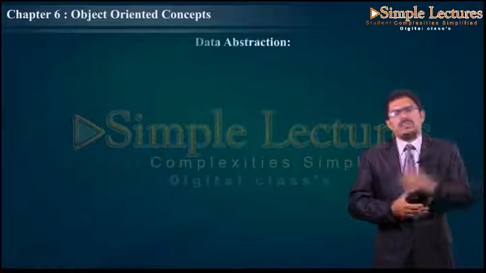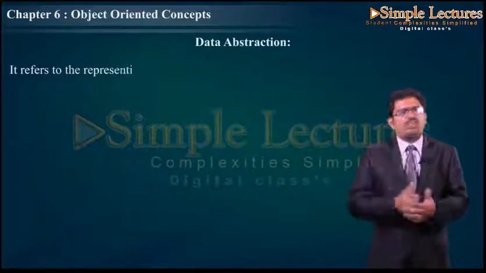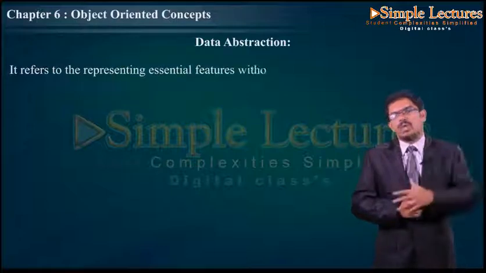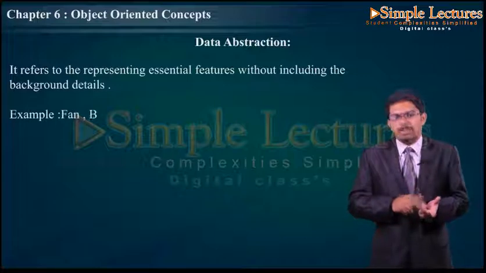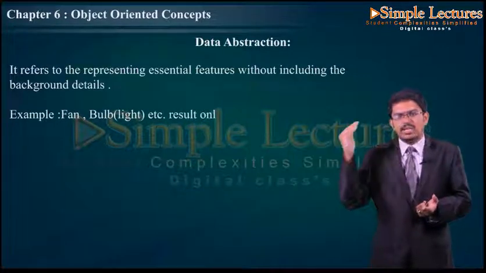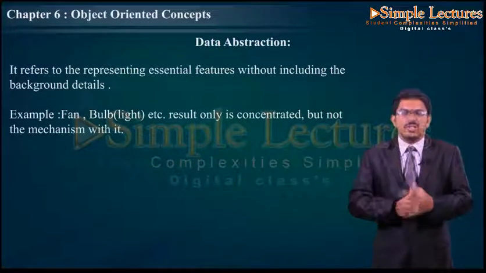Data abstraction. It represents the essential features without including the background details. Example, fan, bulb, etc. result in only concentrating on the use but not on the mechanism which is involved in it.